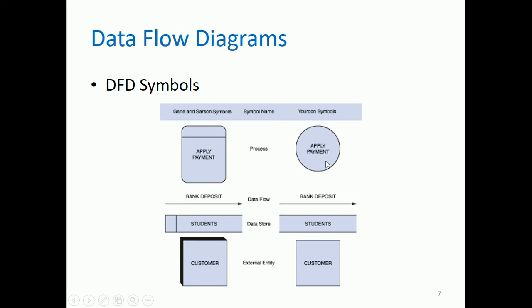So for the discussion, let's just see the difference. The process, this is for the Gane and Sarson symbol, and then a circle for the Yourdon symbol. And then the data flow, of course, has an arrow, and the data is to be transferred from one process or from one entity to the other, the same as with the Yourdon symbol. For the data store, they are similar. It's just that on the left side of the Gane and Sarson, you will put the number of the instance of the data store. And then for the external entity, customer has a square with a shadow, and then for Yourdon, customer is just a plain flat square. So again, for uniformity, let's use Gane and Sarson symbols.